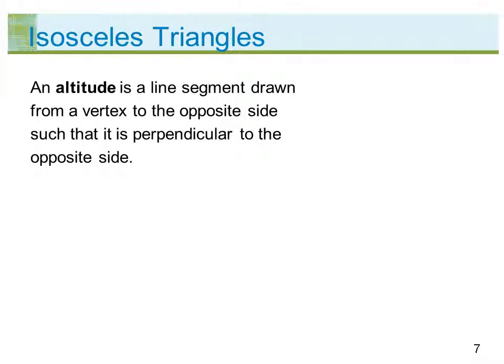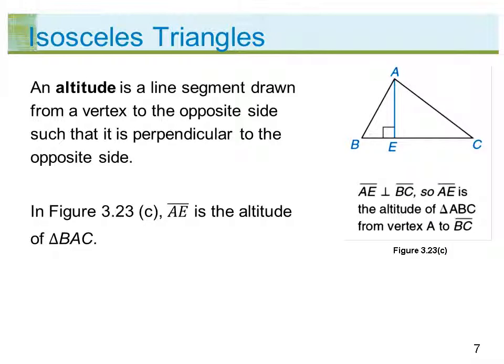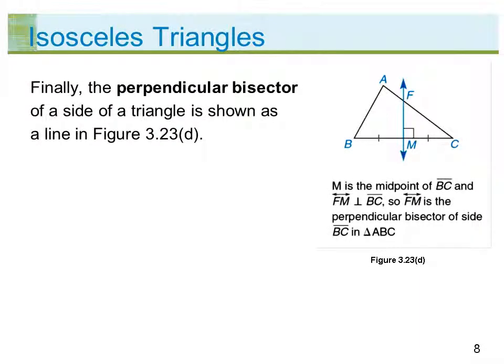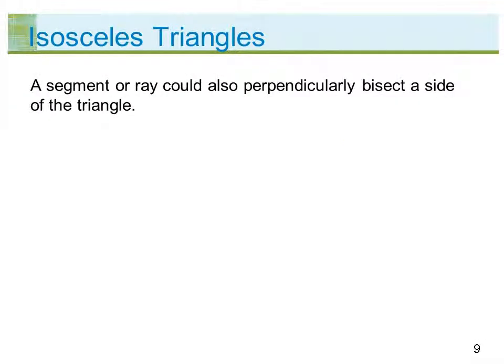An altitude is a line segment drawn from a vertex to the opposite side such that it is perpendicular to the opposite side. In Figure 3.23c, segment AE is the altitude of triangle BAC. Finally, the perpendicular bisector of a side of a triangle is shown as a line in Figure 3.23d. A segment or ray could also perpendicularly bisect a side of the triangle.